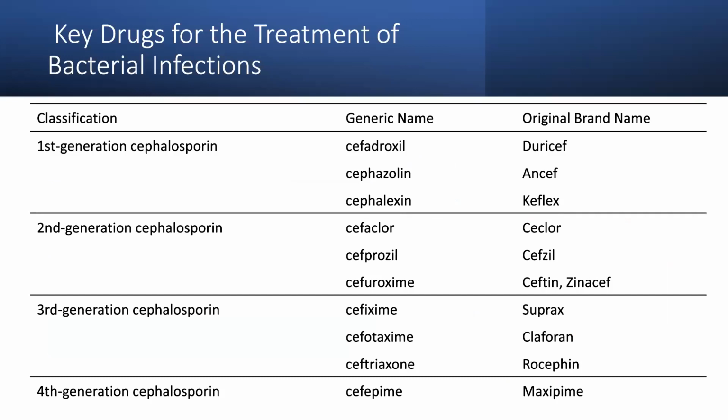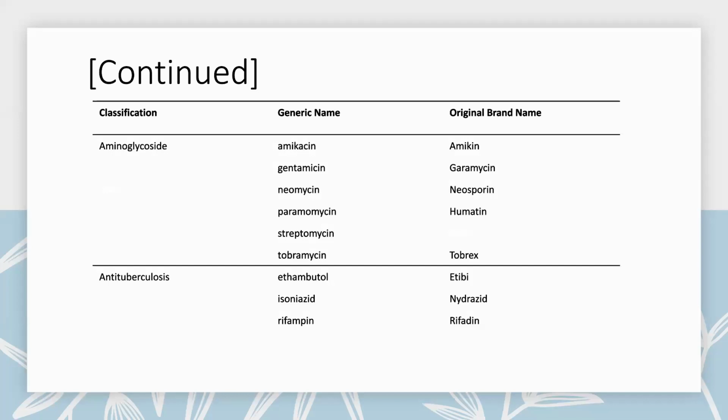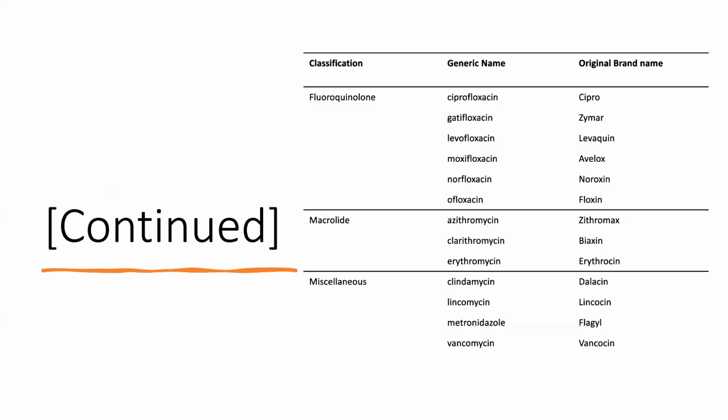So these are all the drugs that we studied for bacterial infections, with classifications for cephalosporins. First generation includes cefadroxil, cefazolin, cephalexin. Second generation includes cefaclor, cefprozil, cefuroxime. Third generation is cefixime, cefotaxime, ceftriaxone. Fourth generation is cefepime. Aminoglycosides: amikacin, gentamicin, neomycin, paromomycin, streptomycin, tobramycin. Tuberculosis: ethambutol, isoniazid, and rifampin. We use fluoroquinolones: ciprofloxacin, gatifloxacin, levofloxacin, moxifloxacin, norfloxacin, ofloxacin. Then we have macrolides: azithromycin, clarithromycin, erythromycin. And the miscellaneous drugs: clindamycin, lincomycin, metronidazole, and vancomycin.